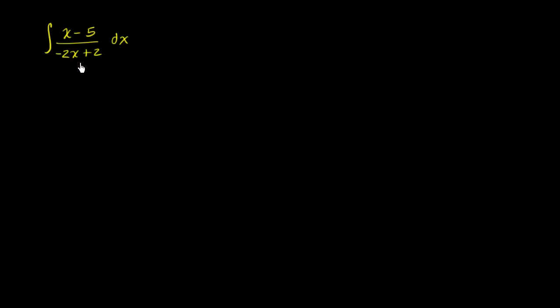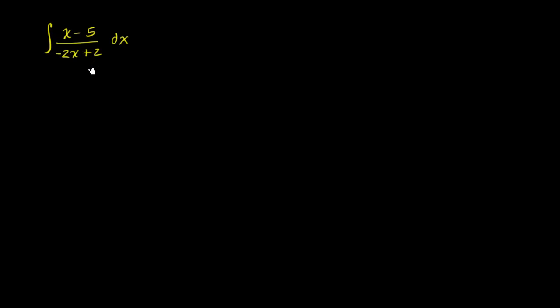And the key here is to realize we have a rational expression where the numerator has the same degree or higher than the denominator. In this case, the numerator and the denominator have the same degree. And whenever you see something like that, it's probably a good idea to divide the denominator into the numerator. That's what this rational expression could be interpreted as, x minus 5 divided by negative 2x plus 2.